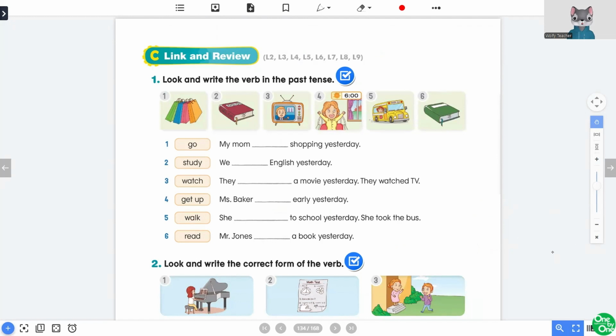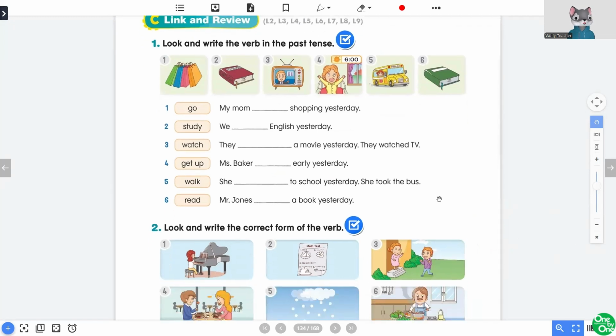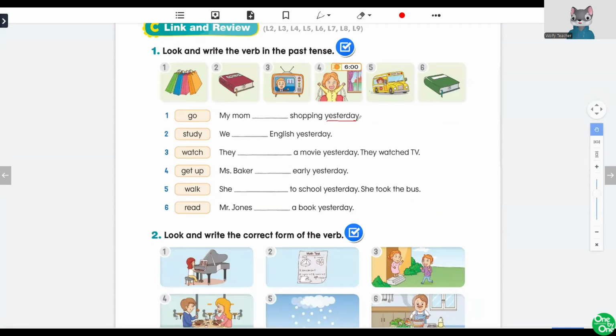So number 1, my mum. Remember, you always need to look at the very end because it tells you which tense you need to use. The first one says yesterday. Everything is yesterday, so we need to write it in the past tense. Remember, you need to read the instructions, and it tells you to write it in the past tense.